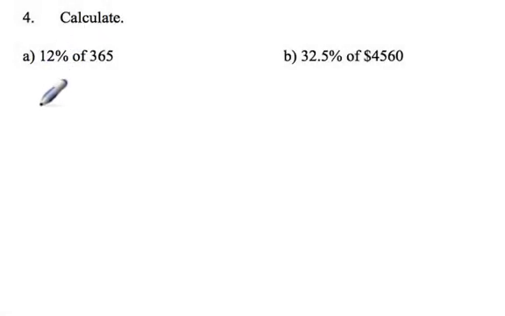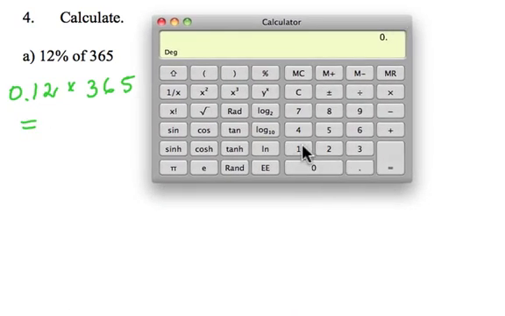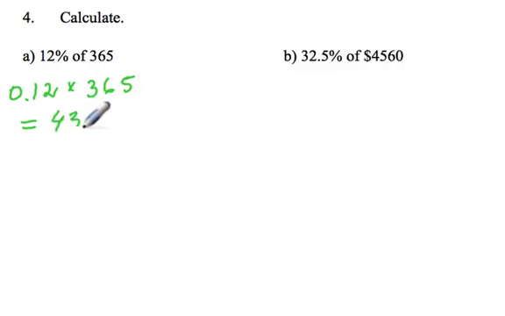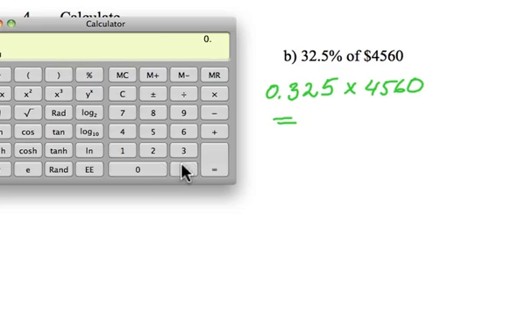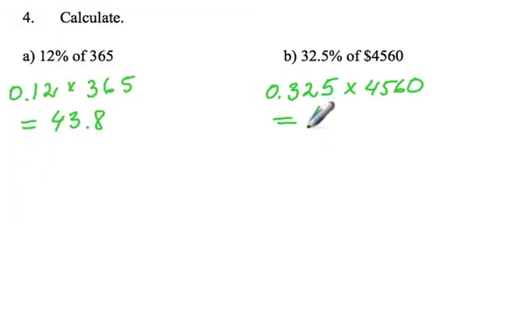Calculate 12% of 365. We change the 12% to a decimal number and multiply by 365, and that equals 0.12 times 365 equals 43.8. Question B, we change 32.5 to a decimal number and multiply by 4,560, and that equals 0.325 times 4560 equals $1,482.